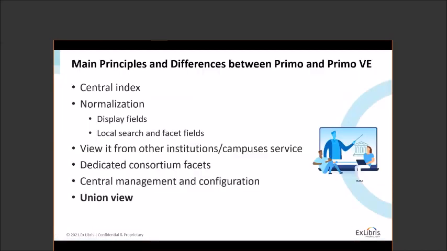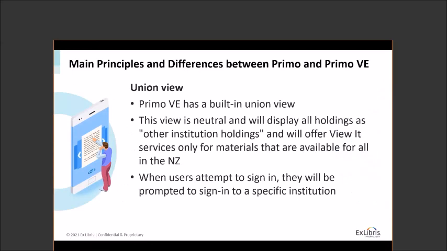Last one is the union view. Primo VE has a built-in union view. This view is set up and maintained in the network zone institution. It is not associated with any member institution. Typically, this is done when a consortium wants a central view that is associated with the consortium network zone institution.